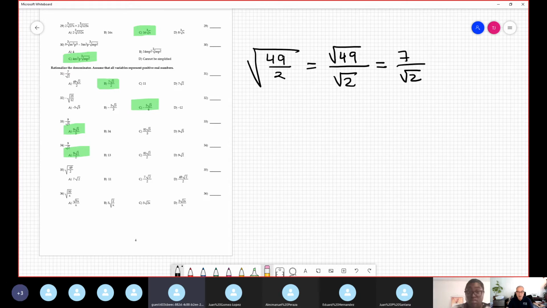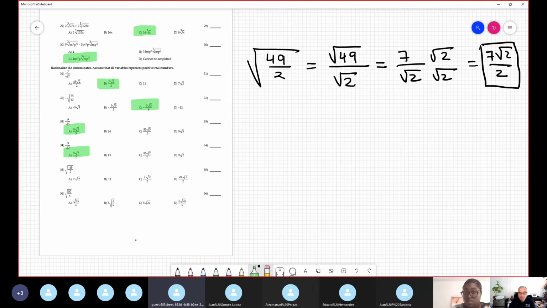And we finish? No. Why not? Because you need to express the final answer in rationalized way. 7 radical 2 over 2, because radical 2 times radical 2 is 2. This is option C.